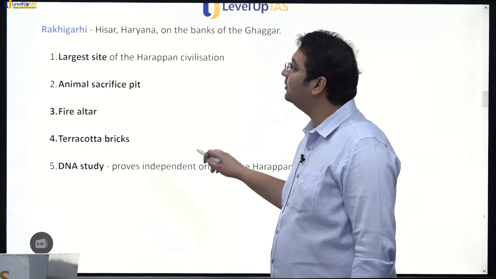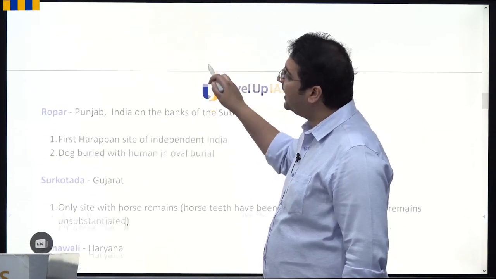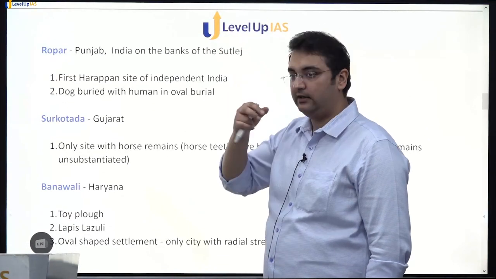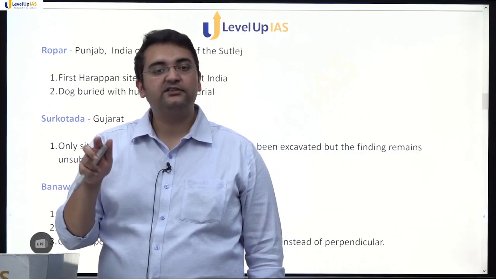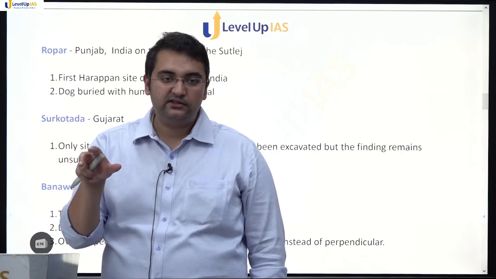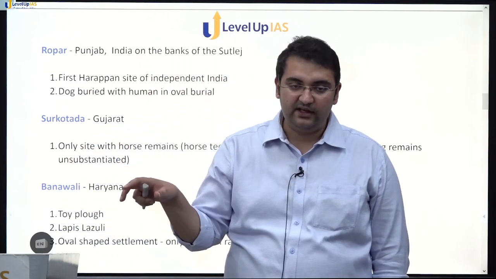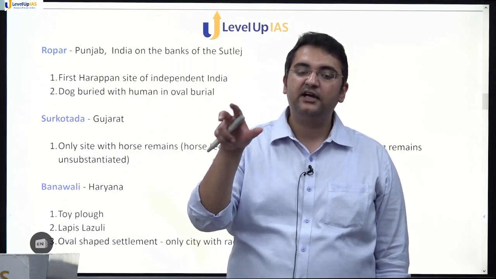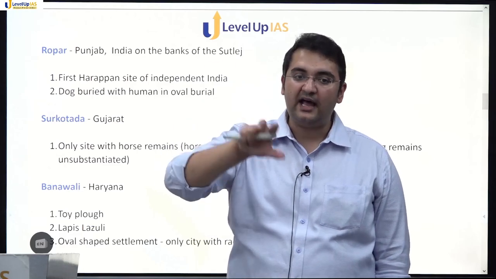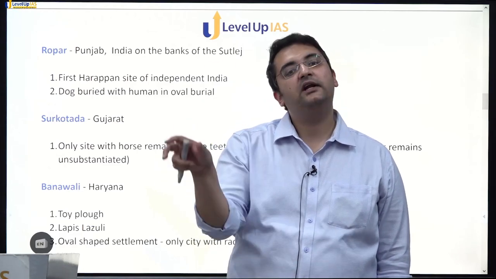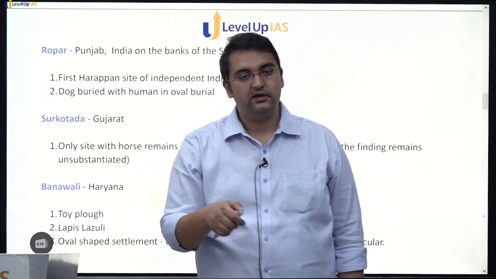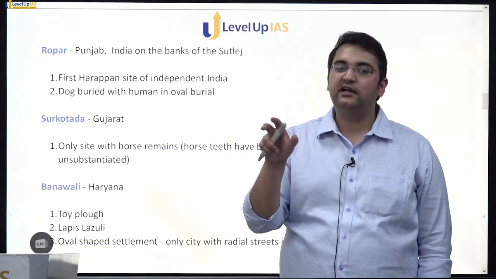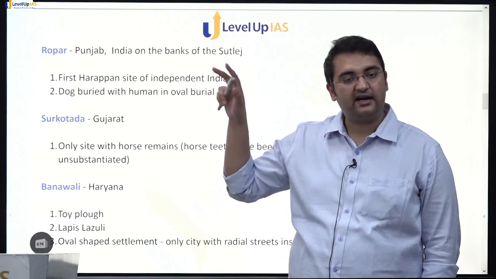We do not know for sure who they are, but for that also another study has been done. Dasyus, Dasas, who are they? These are the words that we get from the Rig Veda. These are the terms used for the original inhabitants of this region who were defeated by the Aryans, and they were then enslaved. But we are still unsure about their exact identity.